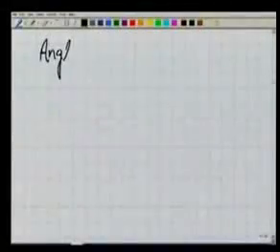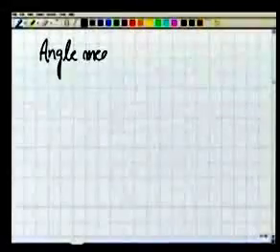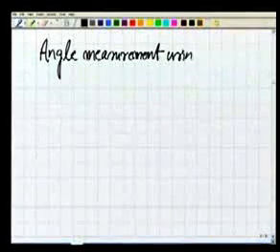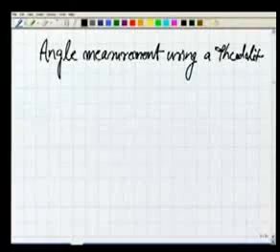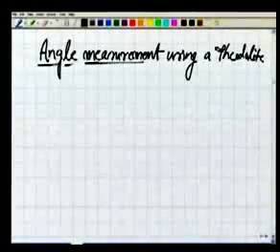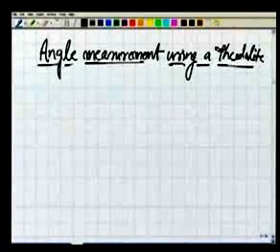Having done this, now we will go for a more important thing. We want to measure an angle. Angle measurement using a theodolite. What are the steps? What all do we need to do when we want to measure an angle using a theodolite?